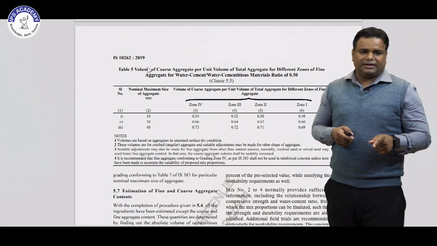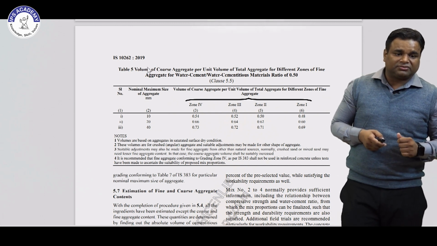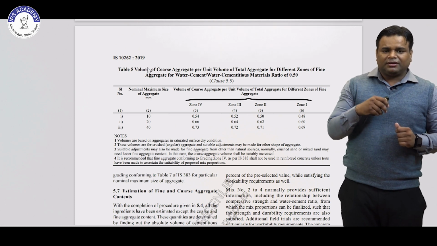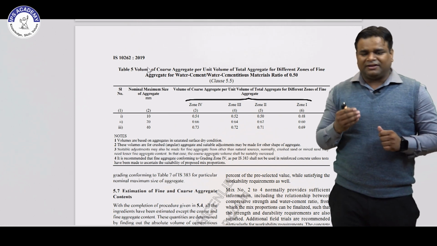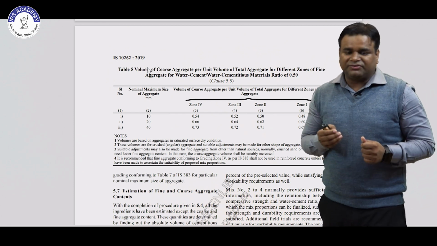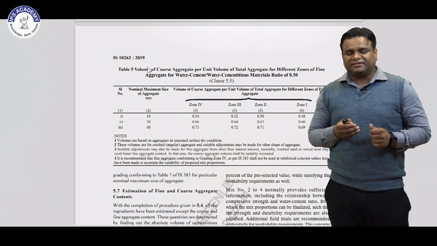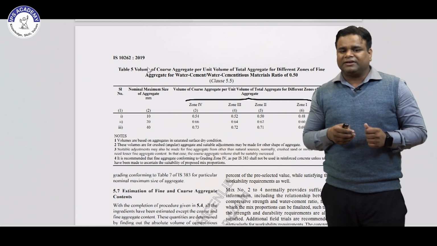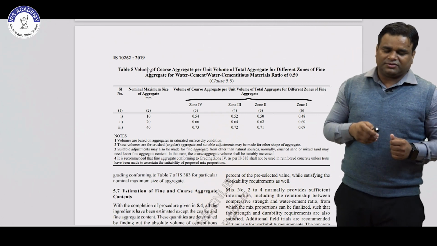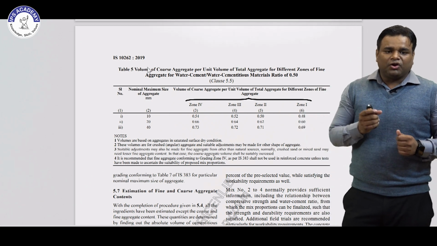Just like in the first column, the maximum nominal size of aggregate is 10 mm, 20 mm and 40 mm. So different zones are there. When you do the sieve analysis of fine aggregate, you will get the zones from IS 383:2016. You will get the zone in which your fine aggregate is coming. So from that you will calculate the volume of coarse aggregate.